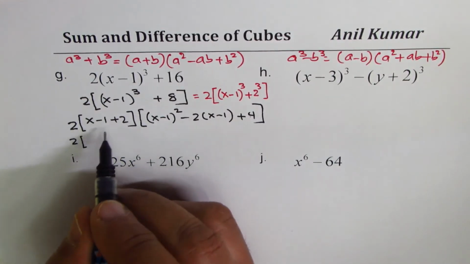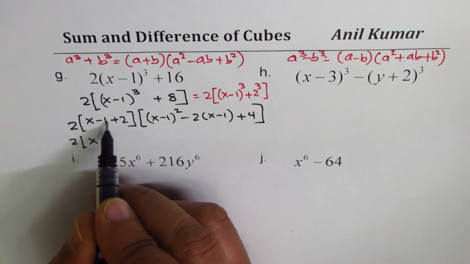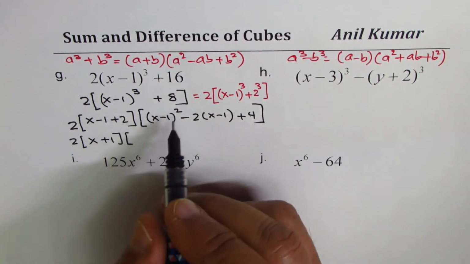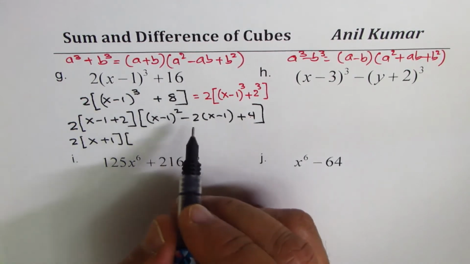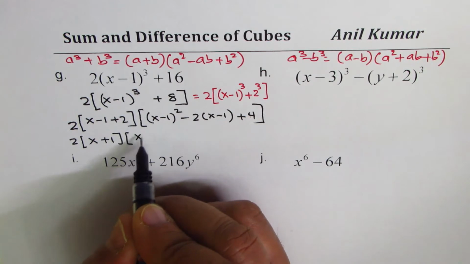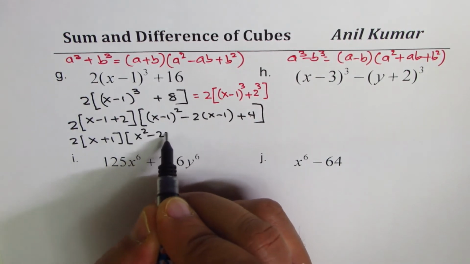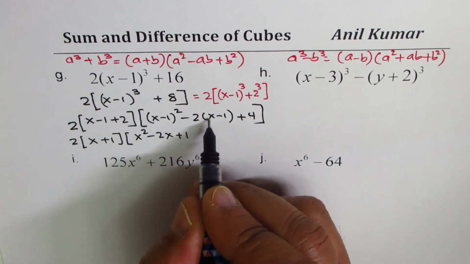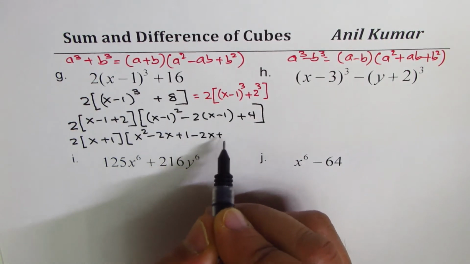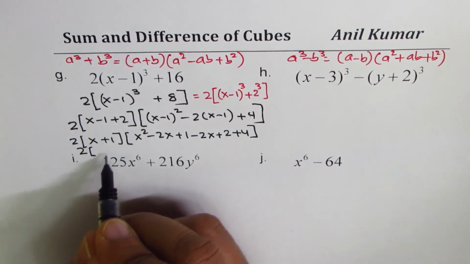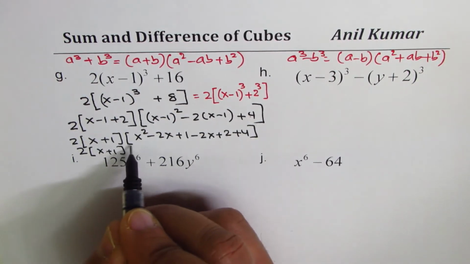So what we get here is x minus 1 plus 2, which is x plus 1, right? Here, x squared, let's expand this. X minus 1 is common. Anyway, let's expand it. We get x squared minus 2x plus 1, and when we expand this one we get minus 2x plus 2 plus 4. That gives us 2 times (x plus 1).